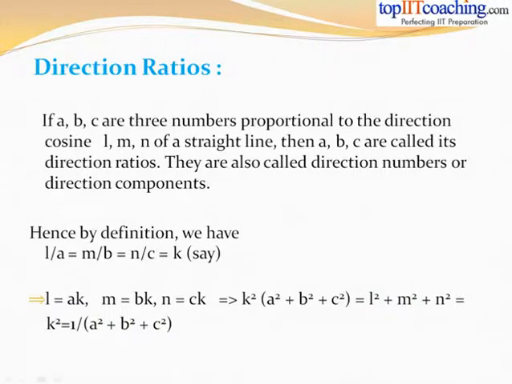So by definition, l by a is equal to m by b, and that is equal to n by c. Let us say that all these are equal to some number k. So l is equal to a times k, m is equal to b times k, and n is equal to c times k. Now we also know that l square plus m square plus n square is equal to 1. So k square into a square plus b square plus c square is equal to l square plus m square plus n square, which we know is equal to 1. Thus, k square is equal to 1 by a square plus b square plus c square. Thus, we get the value of k equal to 1 by the square root of a square plus b square plus c square.